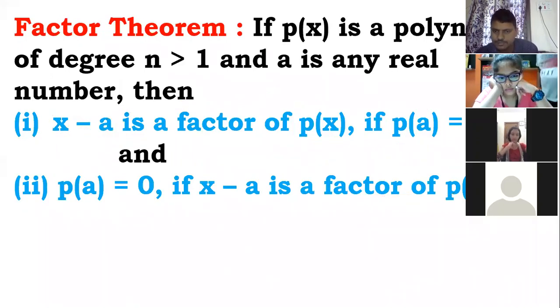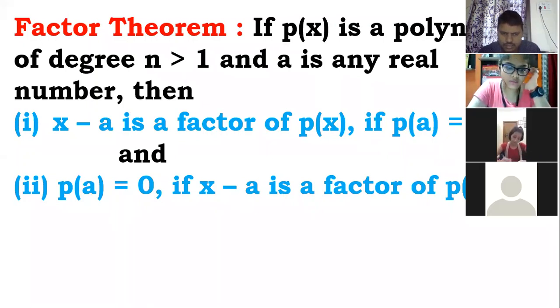Sir, I didn't get it. The second one, sir, if the factor is 0, what will happen? Okay, they are saying that x minus a is a factor. If you substitute and p of x is equal to 0, then x minus a is a factor. This is the definition. Once we go to the example, you will understand clearly, don't worry.